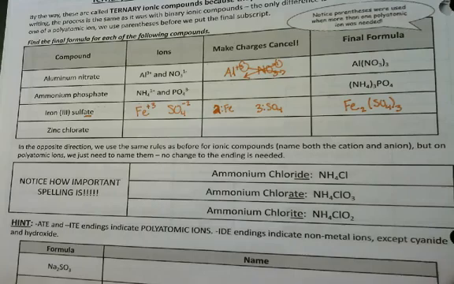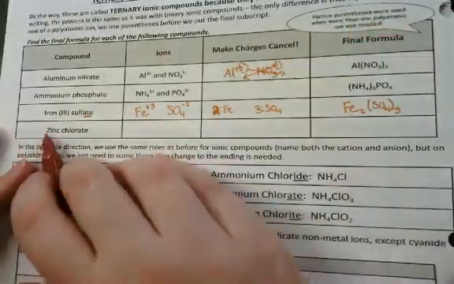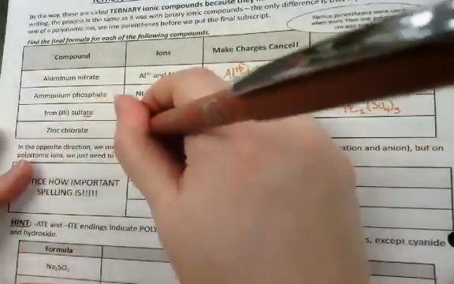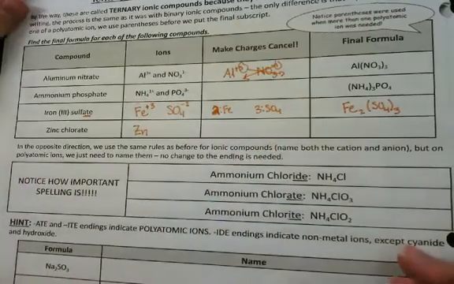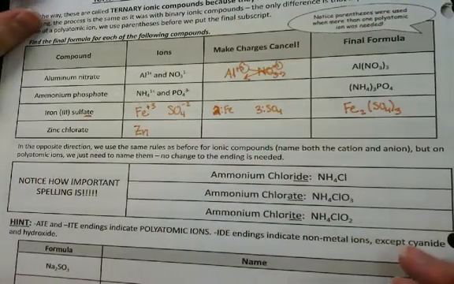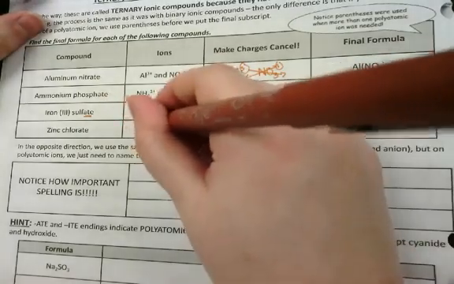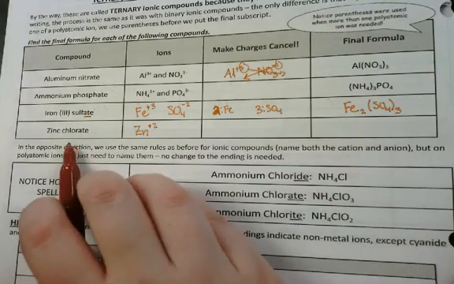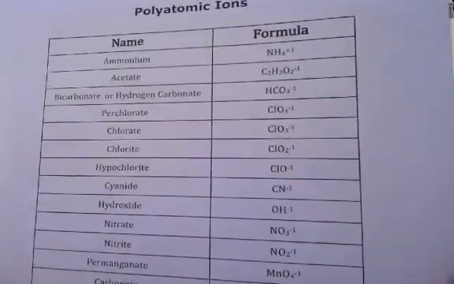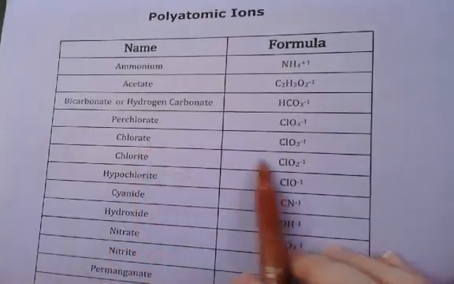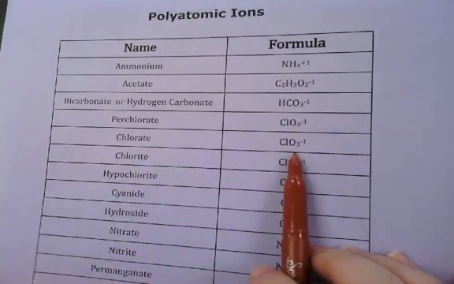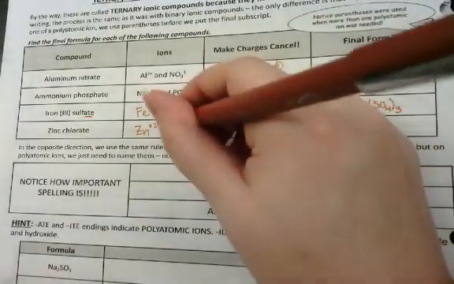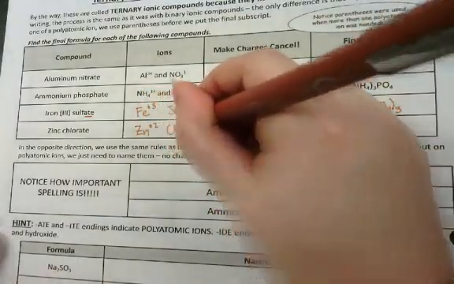Okay, so I want you to pause the video and try with zinc chlorate, and then come back and we'll walk through it. Alright, so zinc chlorate. The symbol for zinc is Zn, and if you remember from day 1, zinc always has a charge of +2. Now, chlorate, ending in -ate, tells me it's a polyion, so I'm going to look at my list. And here's chlorate. It's ClO3 with a charge of -1.